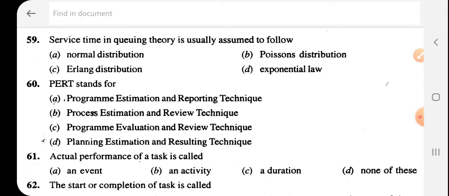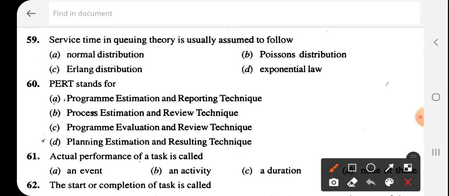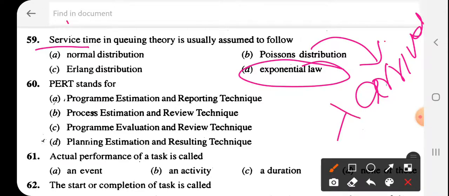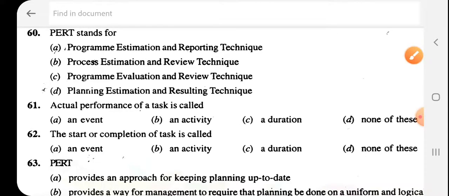Okay, service time in queuing theory is usually assumed to follow... So assumed to follow the exponential law. So service is exponential law, and arrival is Poisson. So Poisson distribution for arrival. That is lambda, and this is mu. Service is mu. So service will follow exponential, and arrival will follow Poisson. For this, answer D.